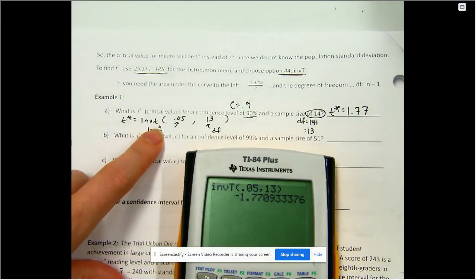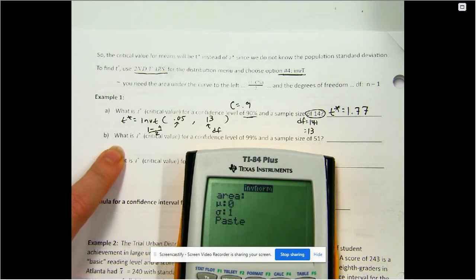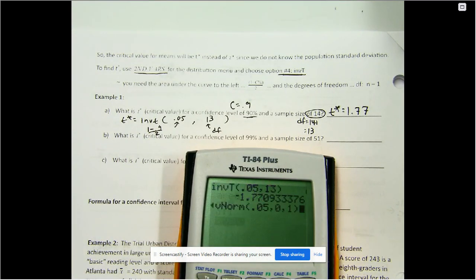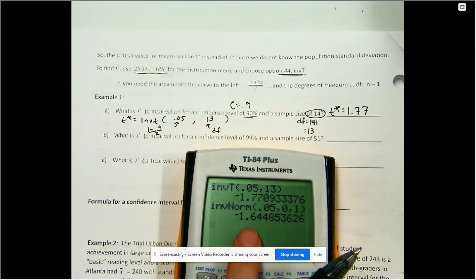Just for fun, I'm going to find my z-star for the same value. So 0.05, just for funsies. And notice it should be smaller than the t-star. And it is. Remember what we just told you? We needed a larger critical value for t-star, and our t-star is larger, 1.77, than our z-star would have been for the same area to the left. So you can expect that to be the case.